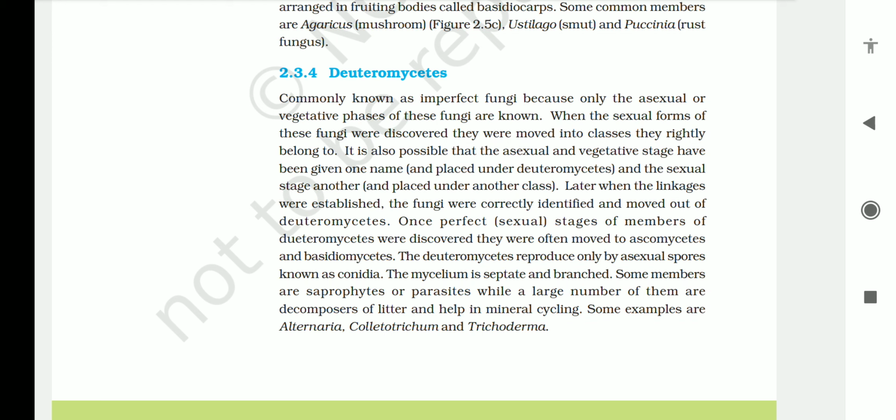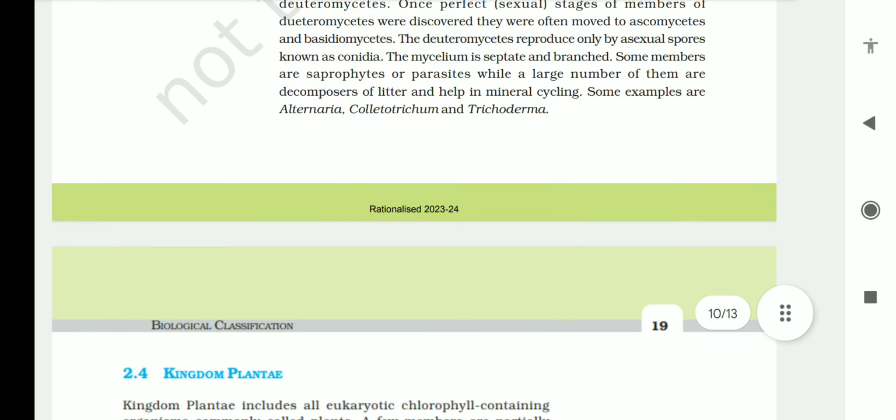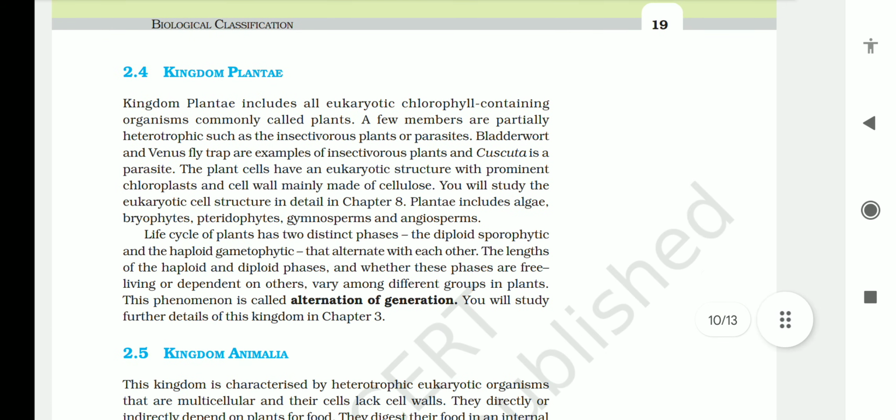Some members are saprophytes or parasites, while a large number of them are decomposers of litter and help in mineral cycling. Some examples are Alternaria, Colletotrichum, and Trichoderma. 2.4 Kingdom Plantae. Kingdom Plantae includes all eukaryotic chlorophyll containing organisms commonly called plants. A few members are partially heterotrophic, such as the insectivorous plants or parasites. Bladderwort and Venus flytrap are examples of insectivorous plants, and Cuscuta is a parasite.